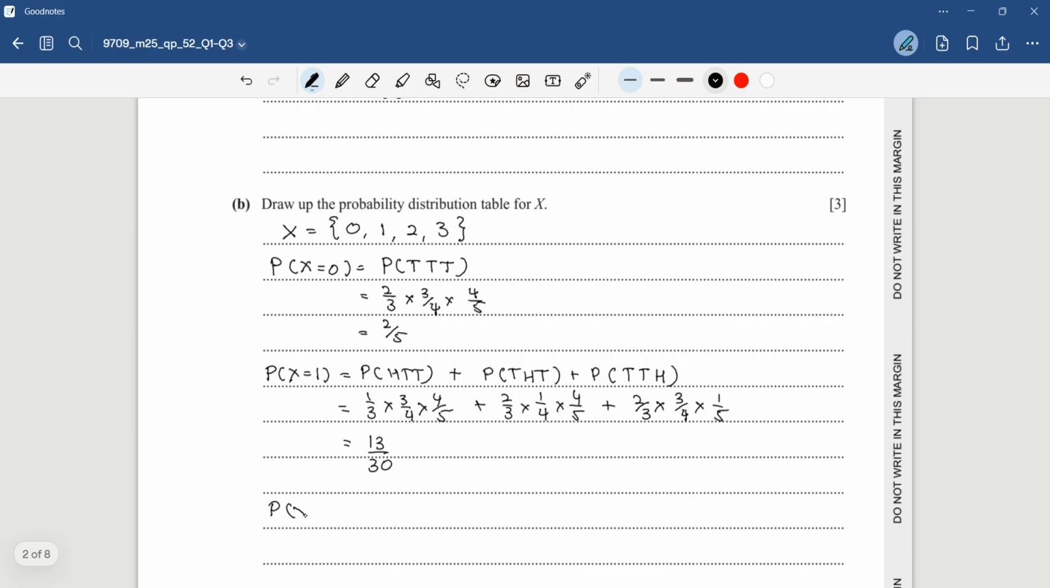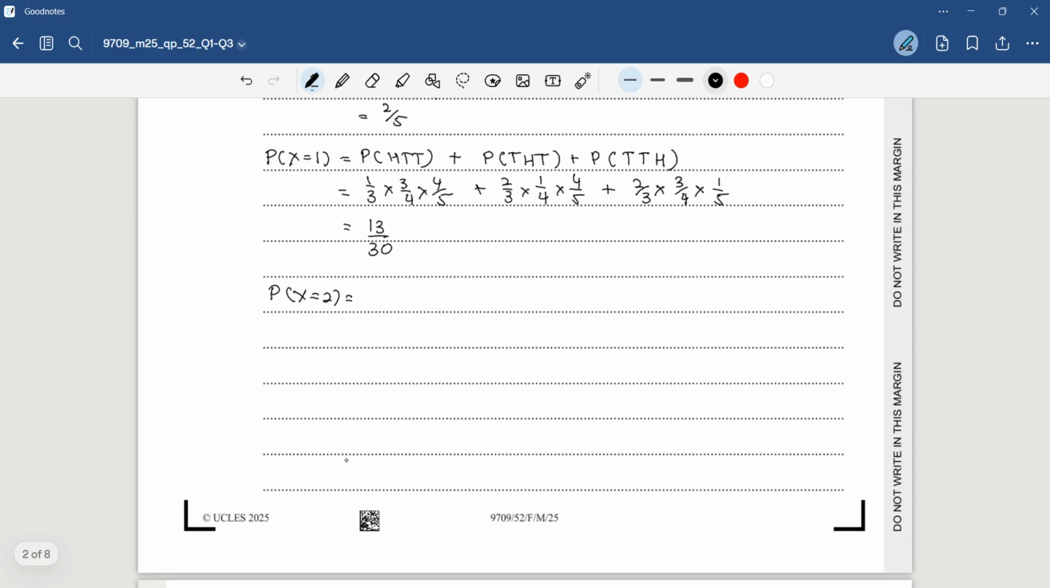So the probability x equal to 2 is already found out from your part A, which is 3 over 20. And the probability x equal to 3, which means all are heads, will be 1 over 3 times 1 over 4 times 1 over 5, which is 1 over 60.